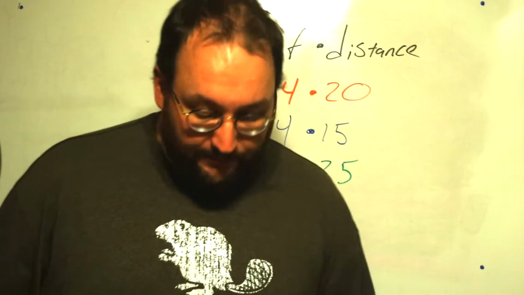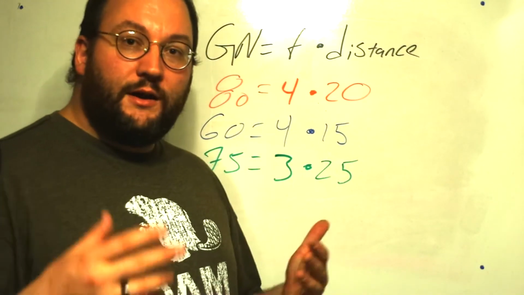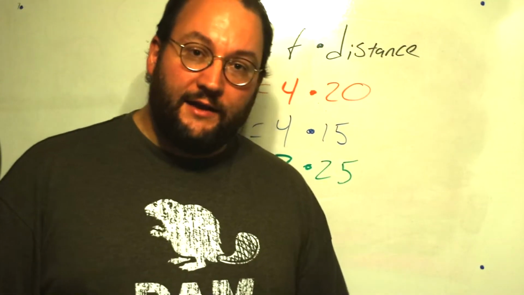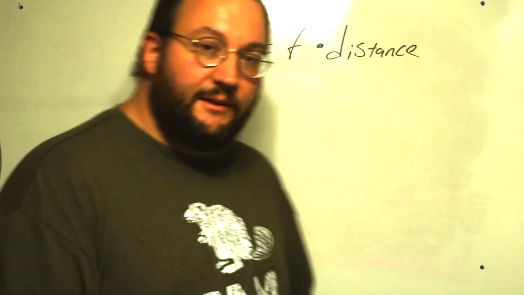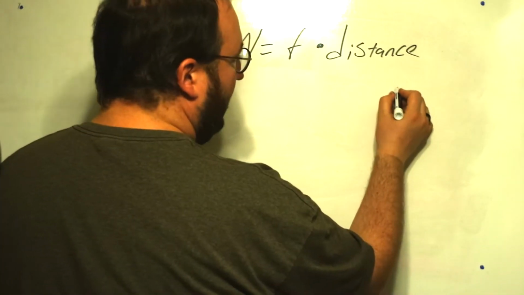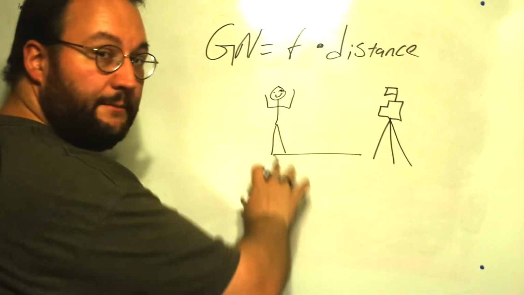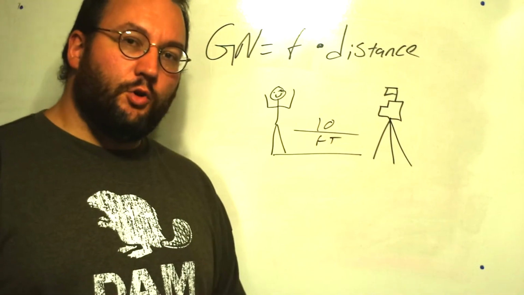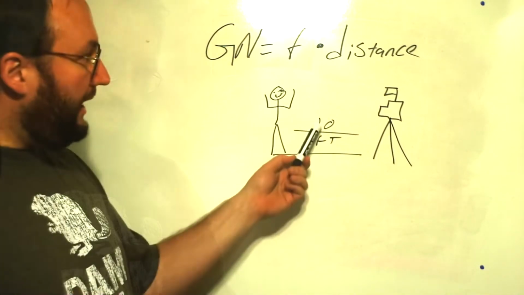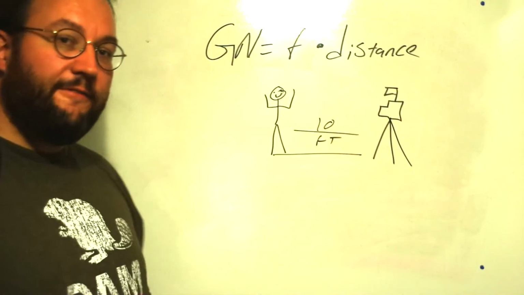You're going to grab your digital camera, because it's cheaper than using film, and you're going to set it to a known sensitivity. 100 ISO is the most simple. What you'll want to do is set up your digital camera with a flash on top of it, and then put a subject a known distance from your camera. Now we know the distance is 10 feet.